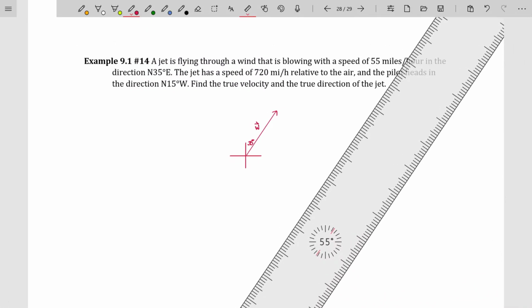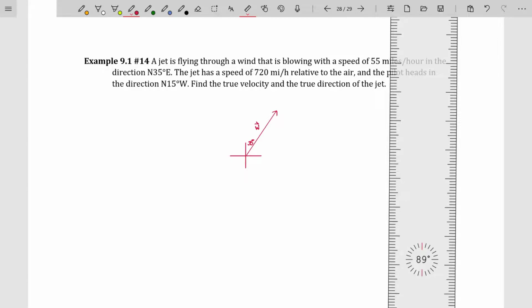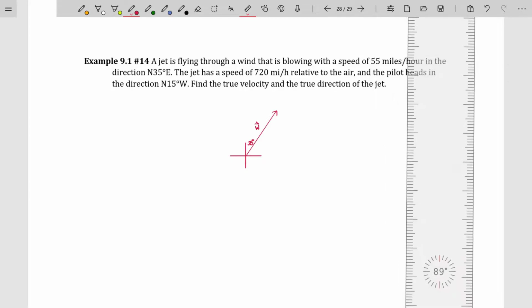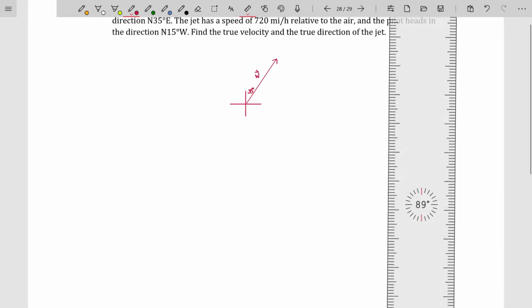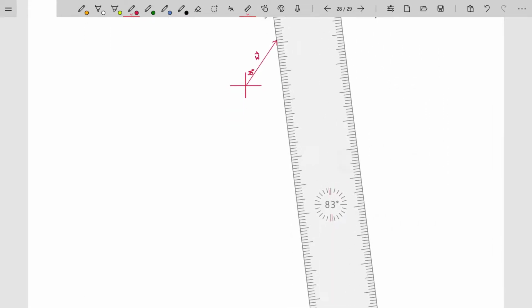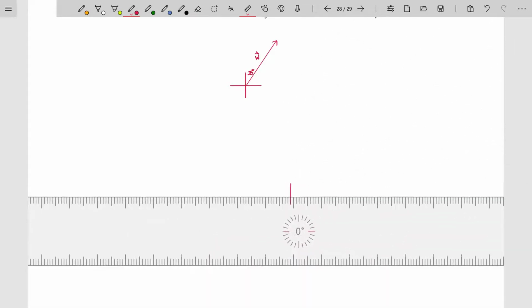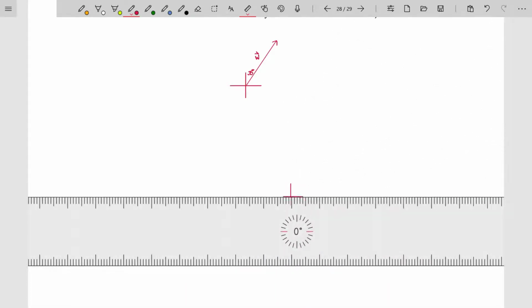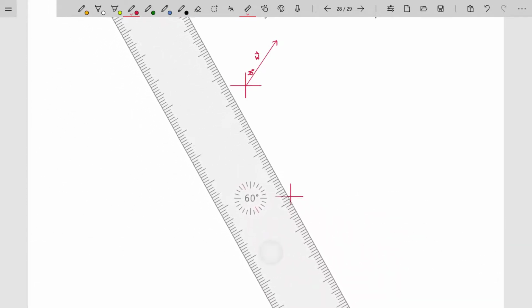And then the jet, on the other hand, has a relative speed, or an intended speed, of 720 miles per hour. And the pilot has the intended path of north by 15 degrees west. So let me showcase that. Again, that pilot has a heading of north. So notice how I'm doing my crosshatch here just to showcase this. North by 15 degrees. So that would mean 90 minus 15 is 65.